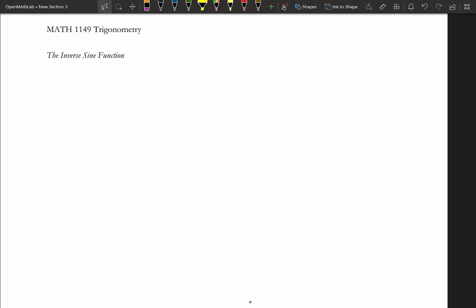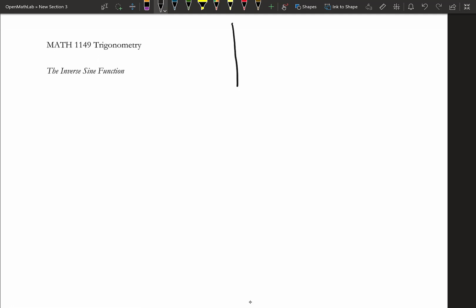Now what I would like to do is think about sine and what the inverse sine function would look like. If we sketch the sine function really quick, you can think about the unit circle. Sine are the y coordinates. Here this would be the point 1, 0, then we have the point 0, 1, then the point negative 1, 0, and then the point 0, negative 1.